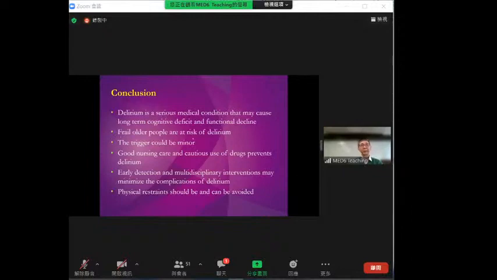The frail elderly are at risk. The trigger could be relatively minor. And good nursing care and the careful use of drugs prevent delirium. And early detection can minimize the complications. And physical restraint should be avoided.